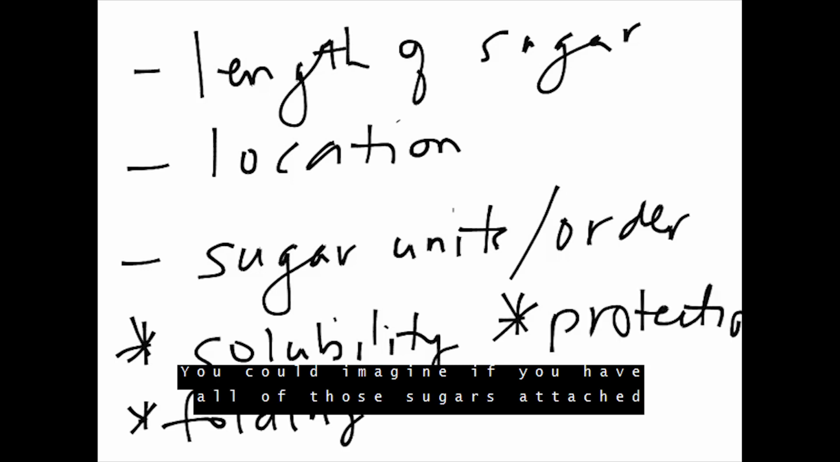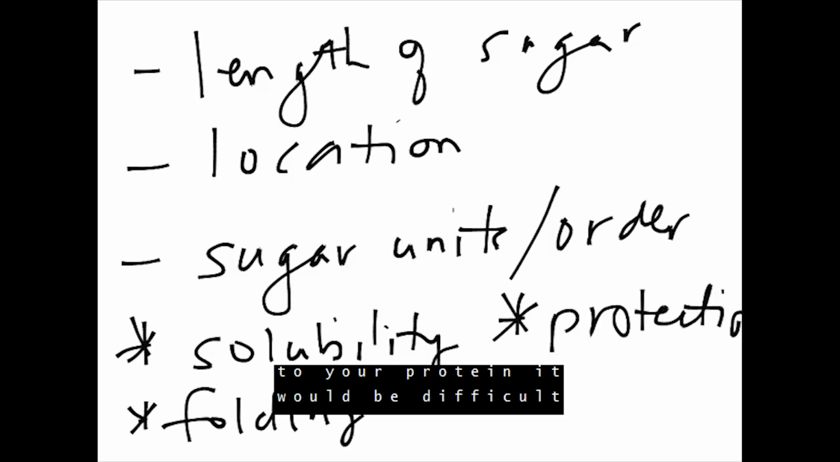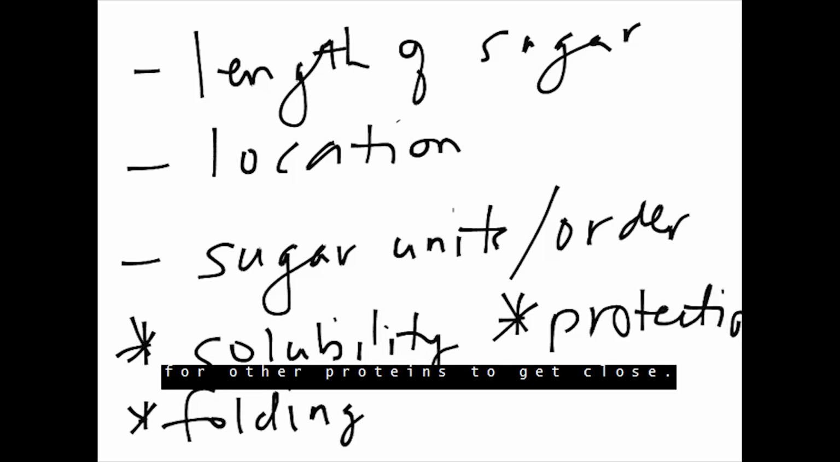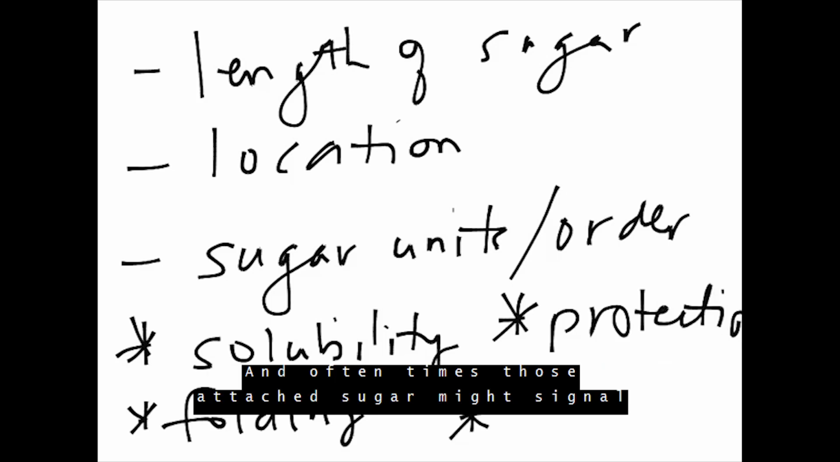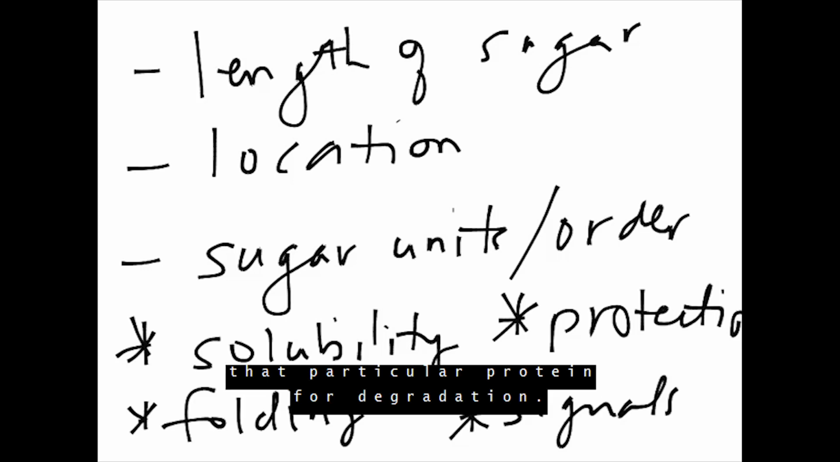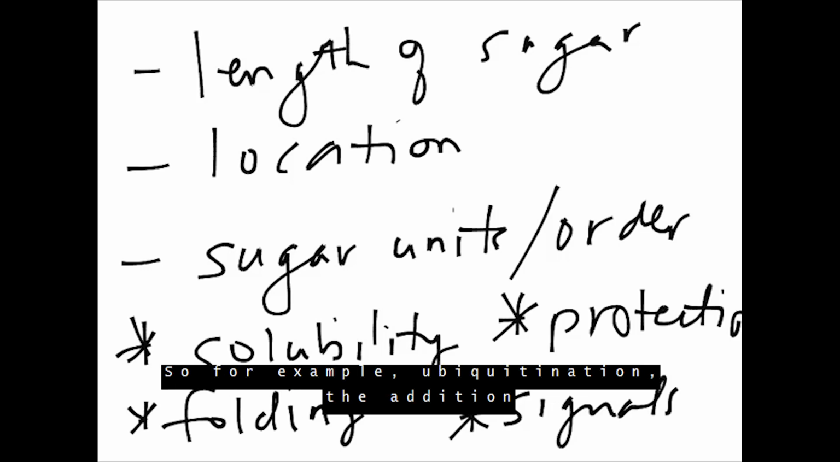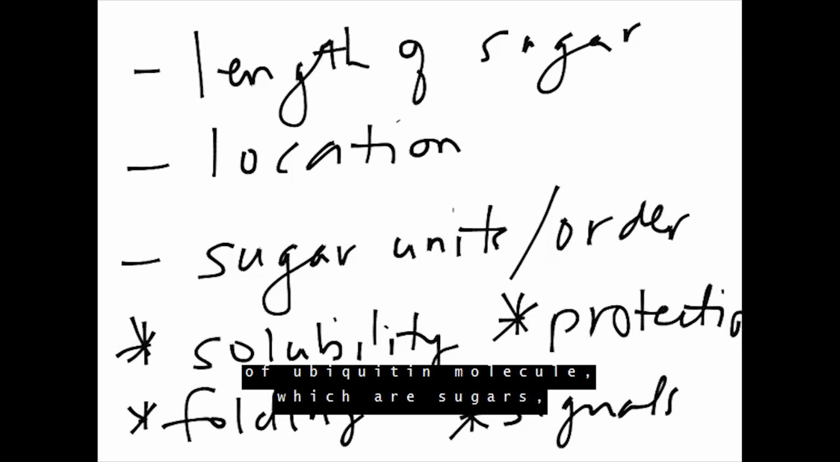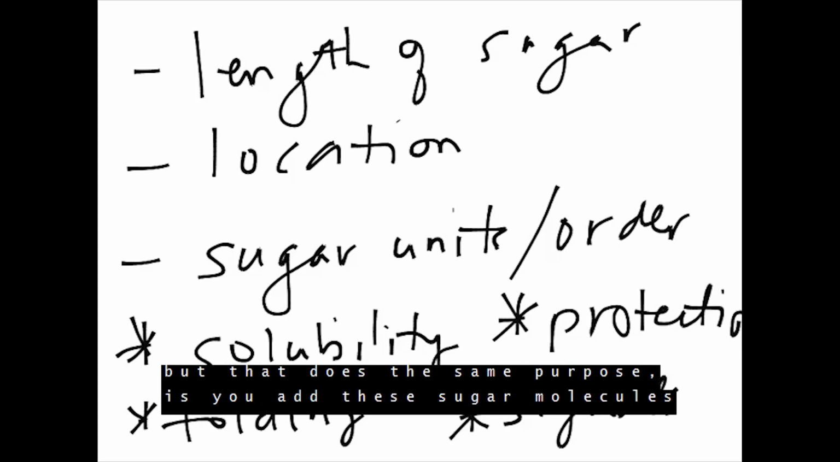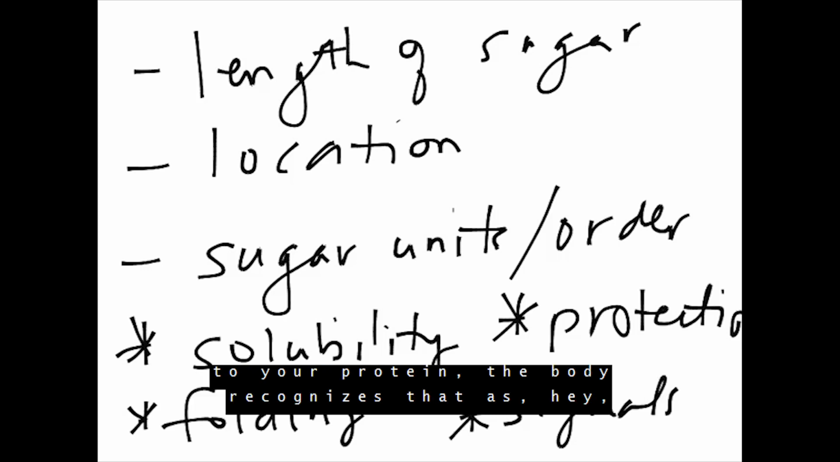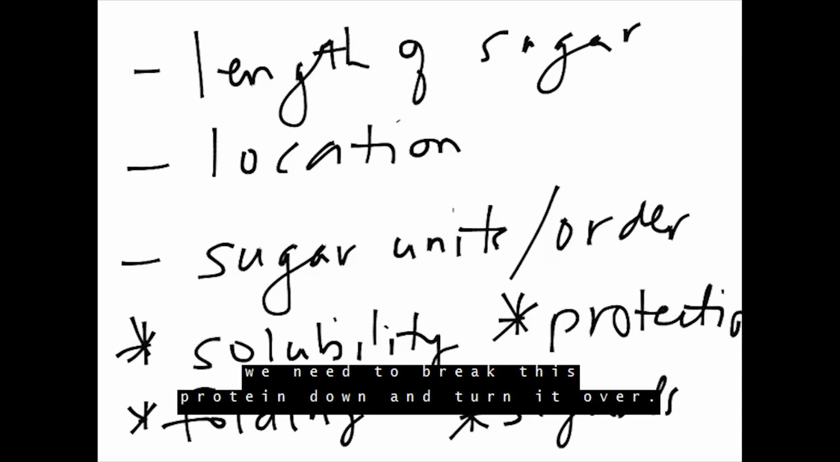You can imagine if you have all of those sugars attached to your protein, it would be difficult for other proteins to get close. And oftentimes, those attached sugars might signal that particular protein for degradation. So for example, ubiquitination, the addition of ubiquitin molecules, which are sugars, or actually ubiquitin is a protein, but we can talk, that does the same purpose. As you add these sugar molecules to your protein, the body recognizes that as, hey, we need to break this protein down and turn it over.